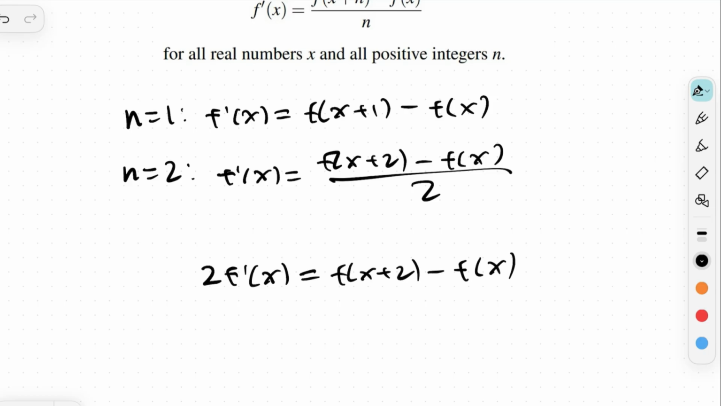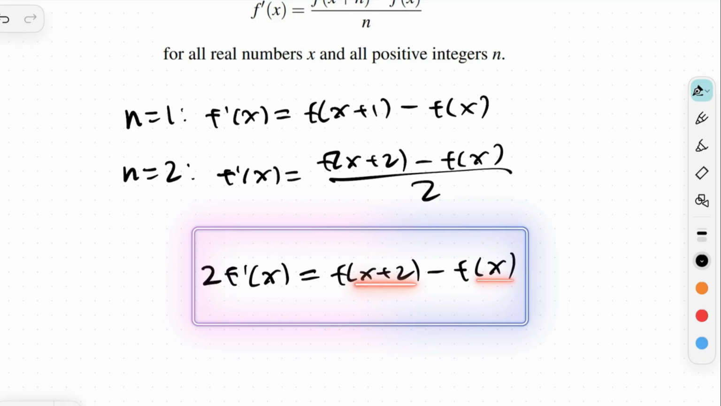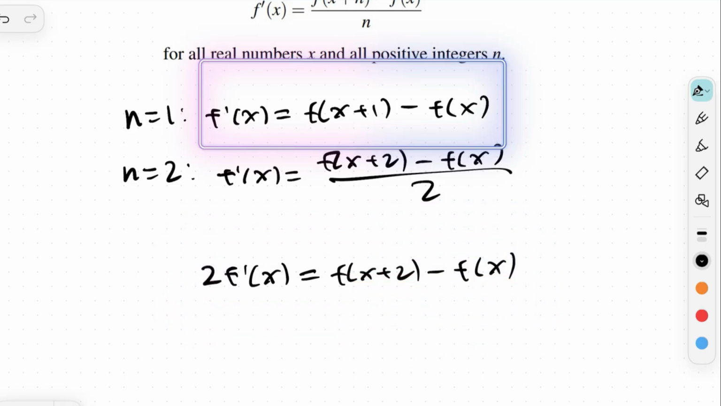And why is that a good idea? Well, I want you to notice something. Over here with this equation, on the right hand side, we have f of x plus 2 minus f of x. These two inputs differ by 2. Whereas over here with the top equation, we have f of x plus 1 minus f of x on the right hand side. So these two inputs differ by 1.